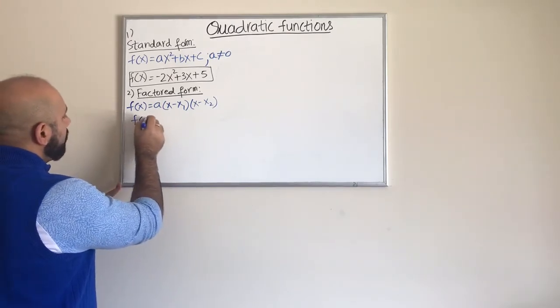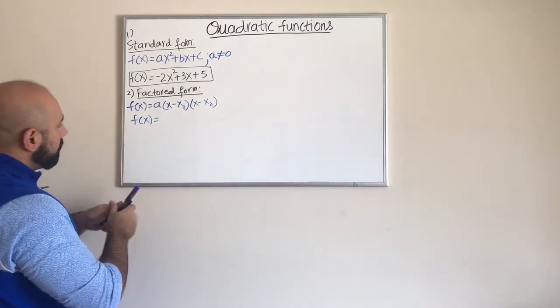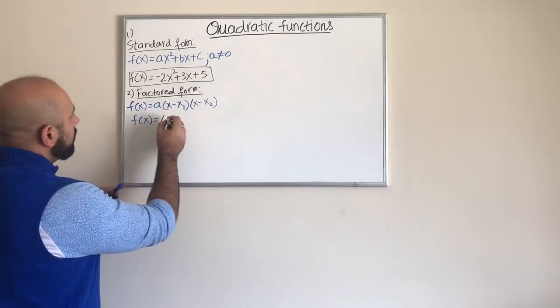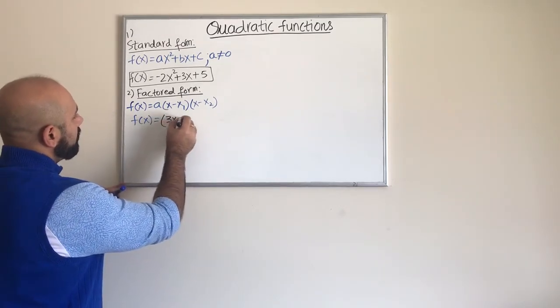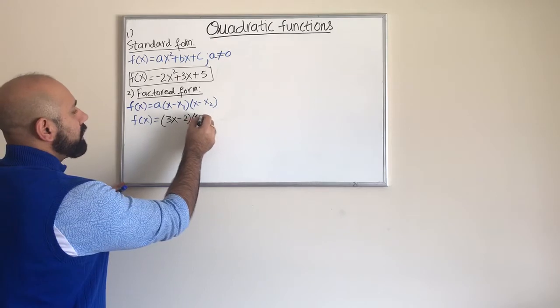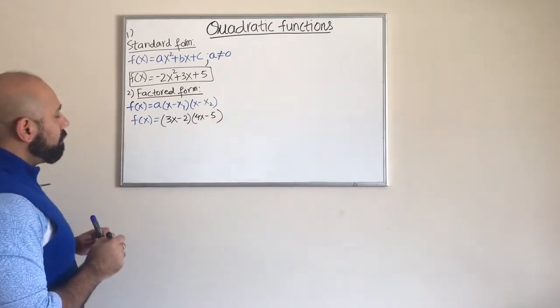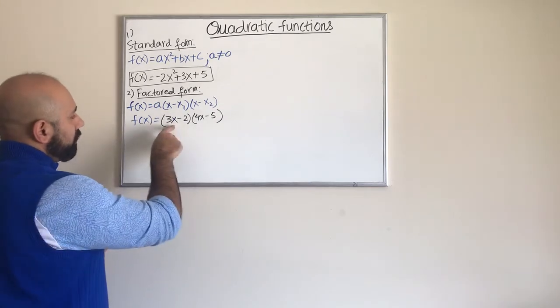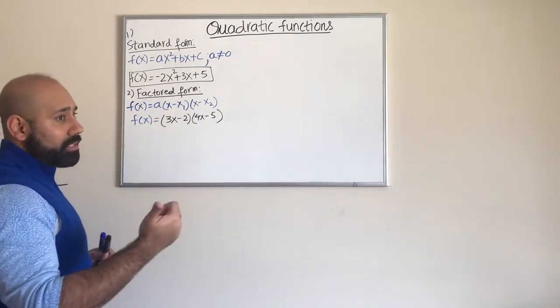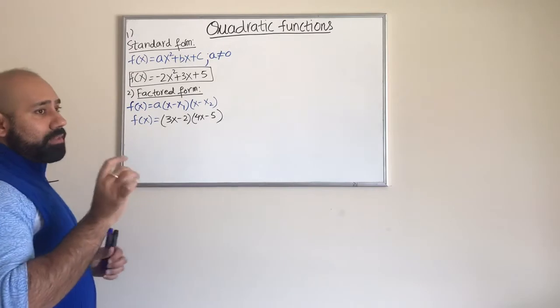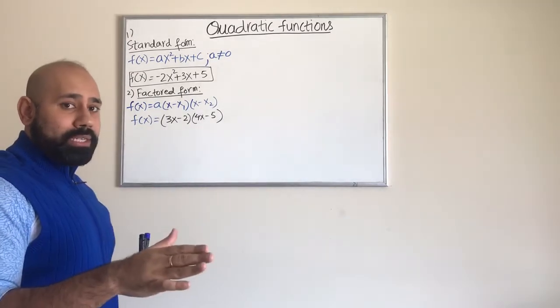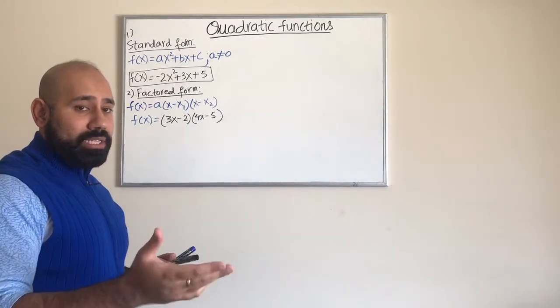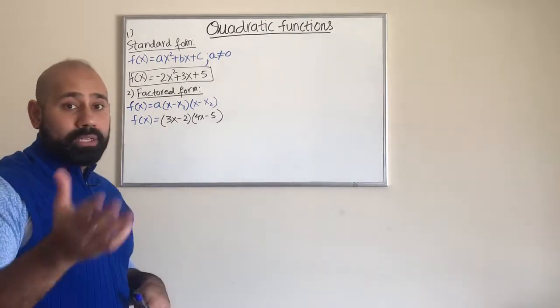Well, let's say I'm going to just make up this example. Let's say I have 3x minus 2 times 4x minus 5. Okay, product of two factors, and when we multiply them, or if we distribute them, of course x times x will give us x squared, and 3 times 4 is going to give us 12. So we will have the x squared term because the coefficient is different than 0, so it is still going to be a quadratic function.